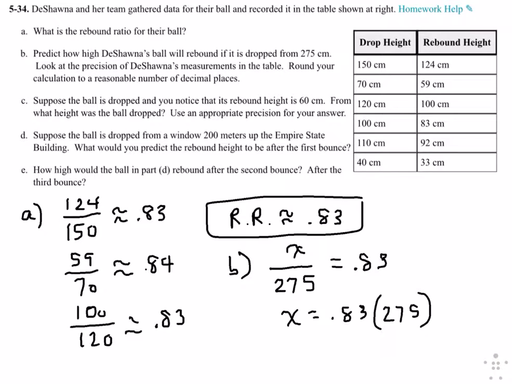So 0.83 times 275 is 228 and a quarter, but I mean we approximated on the rebound ratio. It says round to a reasonable number of decimal places. I would say that no decimal places are reasonable since we rounded the 0.83 anyway. So I would say it's going to bounce to a height of 228 centimeters for B.